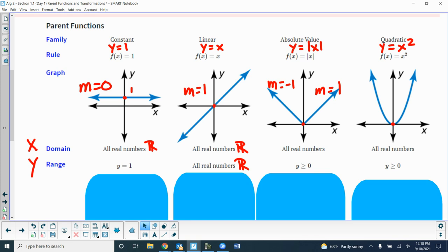Make sense? Any questions so far? Okay, so those are our 4 main parent functions. And again, when you're asked to graph the parent function that goes with a certain problem, if it's a constant problem, that's the one you're going to draw. If it's a linear problem, this is the one. Absolute value, that one, quadratic that. Okay?